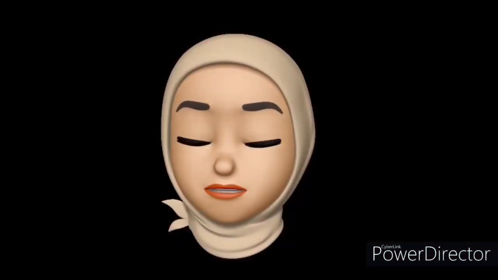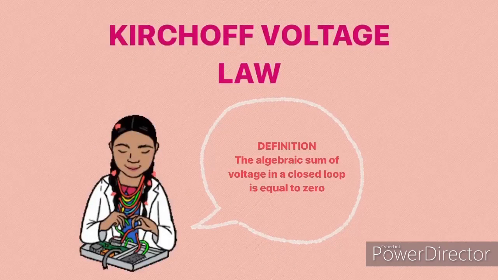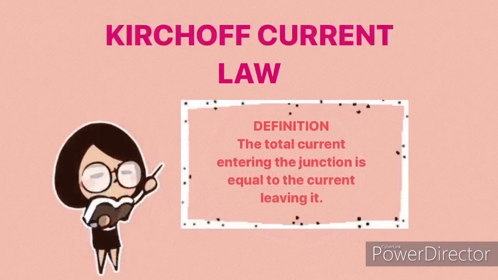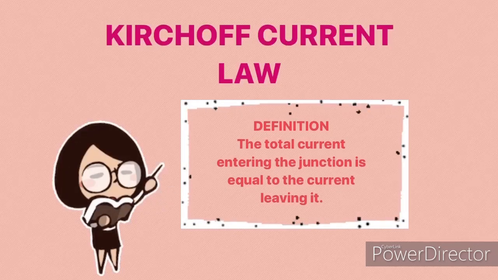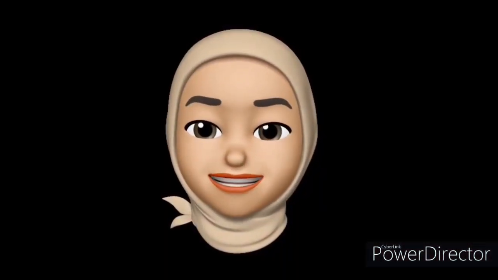Now, let's move on to the definitions of both laws. Kirchhoff's voltage law states that the algebraic sum of the voltages in a closed loop is equal to 0. For Kirchhoff's current law, the total current entering the junction is equal to the current leaving the junction. For some insight, these are a few examples of Kirchhoff's current and voltage law circuits.